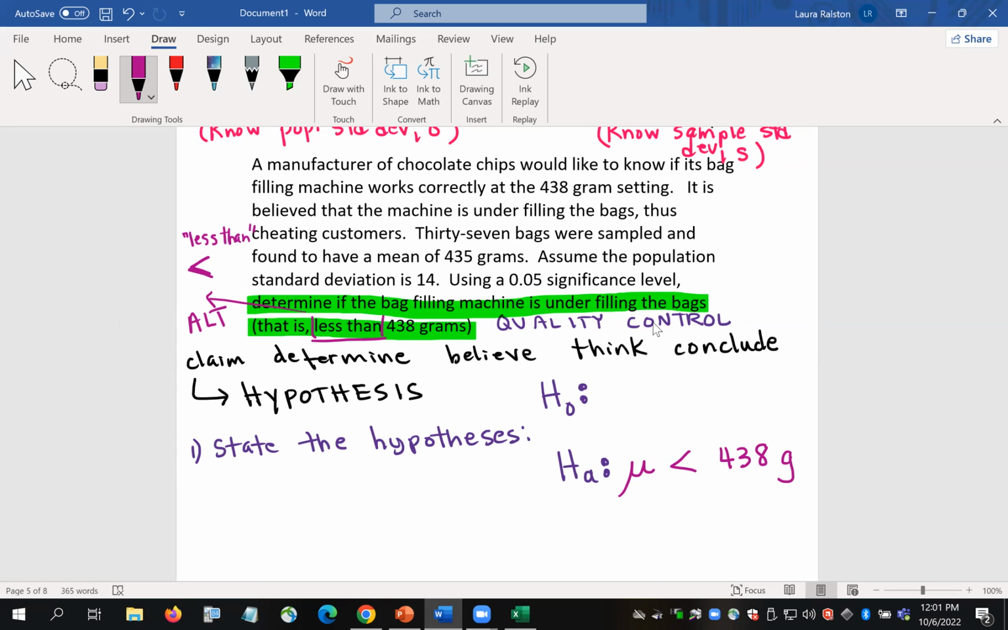From there, I can figure out what the null hypothesis should be because I know that the null hypothesis is the exact opposite of the alternative, or vice versa. So my null is going to be that the mean is greater than or equal to the 438 gram setting. There's my hypotheses.